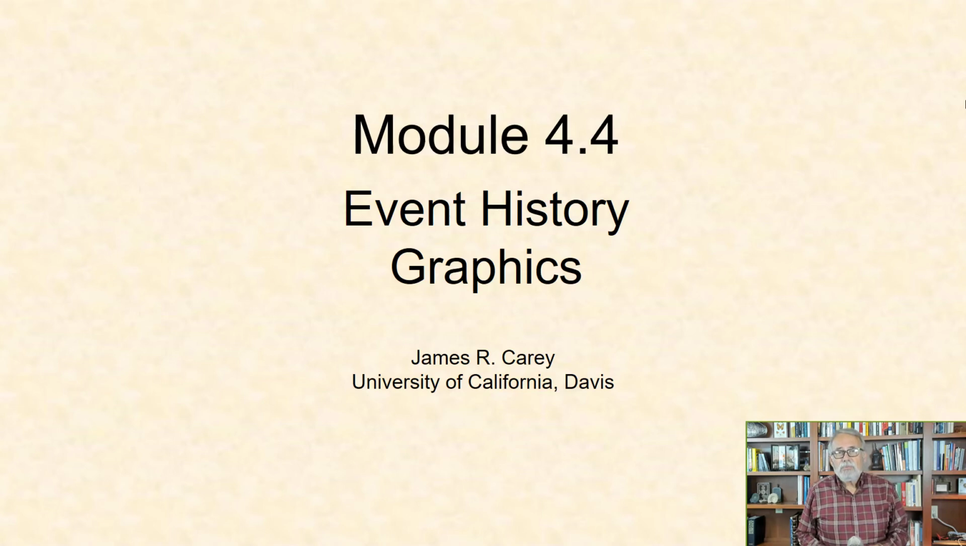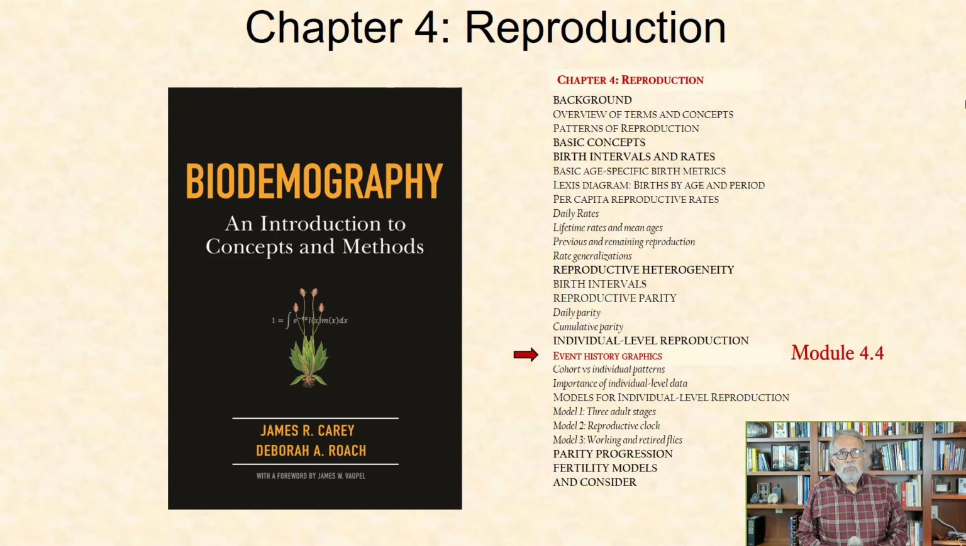In this module from Chapter 4 on reproduction, Module 4.4, I cover what is referred to as event history charts that are used to visualize individual level reproduction in cohorts. The example I will show is reproduction in a 1,000 fly cohort of medflies.